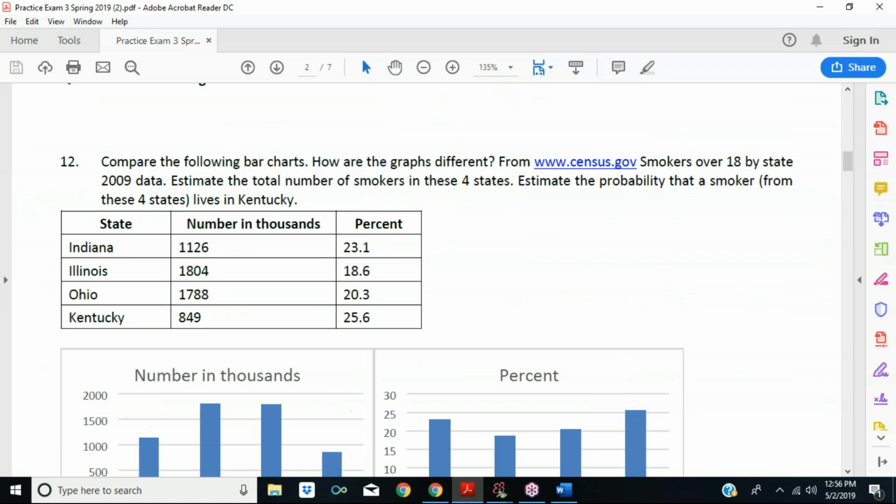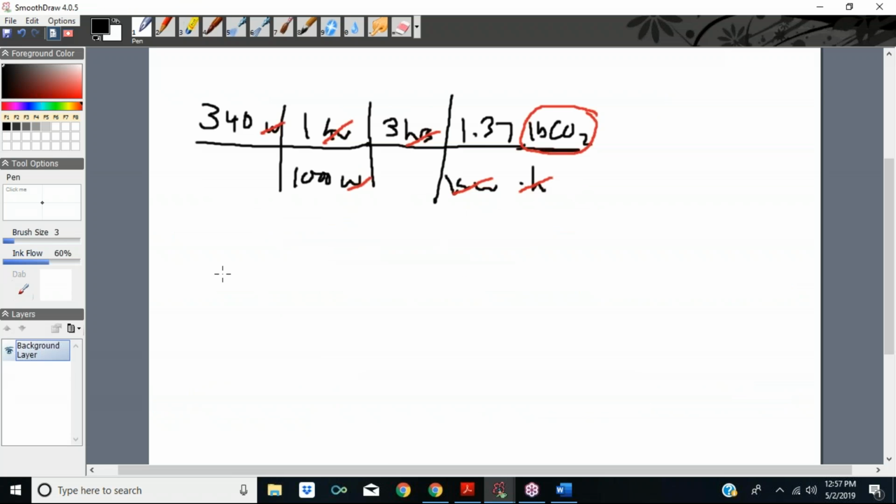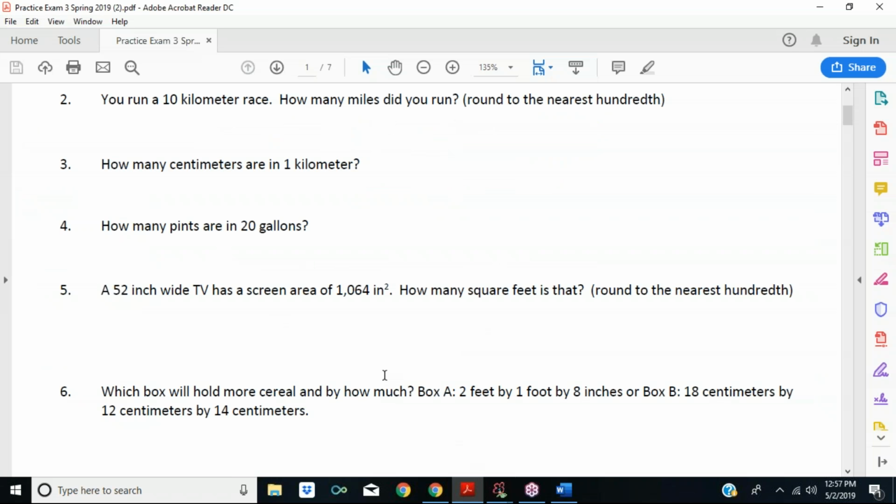Okay, so Brian wanted to see number 3. Let me scroll back up there. How many centimeters are in a kilometer? That's a great question. So remember, kilometer, hectometer, decameter, meter, decimeter, centimeter, millimeter. So how many kilometers, wait, let me read that question again. How many centimeters are in 1 kilometer?